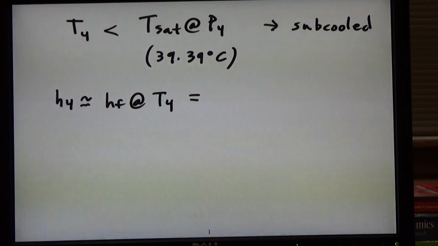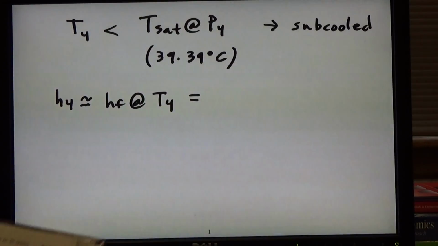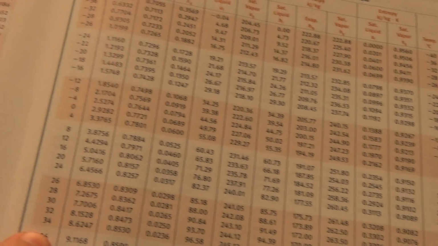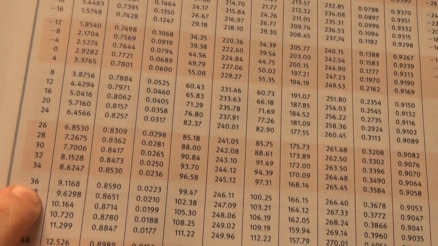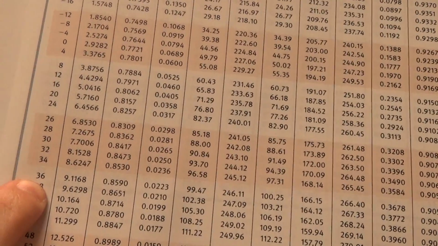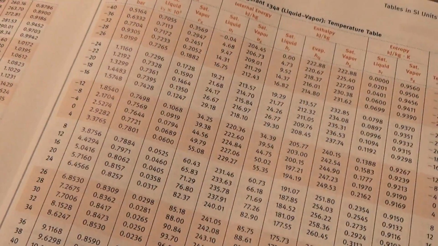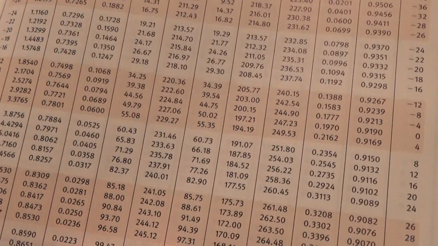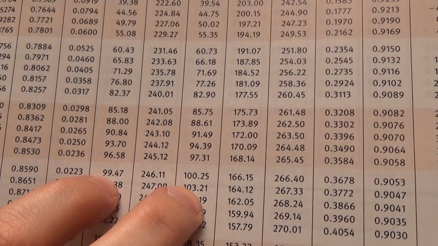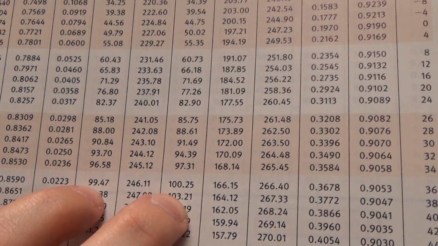So back into the refrigerant tables we go, looking for temperature T4 and the value of H sub F. I'm in table A10. My temperature is 35 degrees. In the table, we only see 34 and 36, so we're going to have to interpolate to get the property at 35, between the H_f values 97.31 and 100.25.